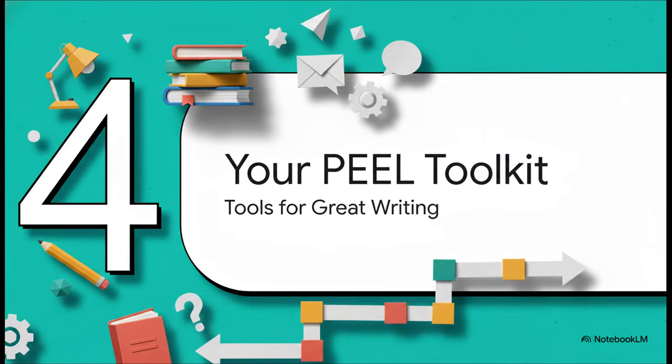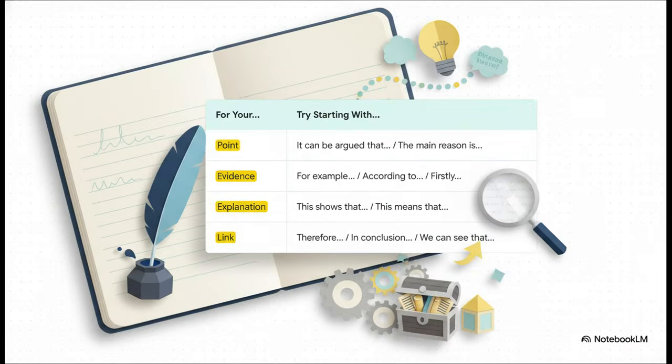Okay, so now you get the concept, you've seen it in action, so let's get you set up with your own little PEL toolkit so you can start using this right away in your own writing. Sometimes the hardest part of writing is just staring at that blank page, right? Getting that first word down. Well, these sentence starters are a total game changer. Think of them as little signposts for your reader. They signal exactly which part of the PEL structure you're on, which makes your writing even clearer. This is a great chart to keep handy.